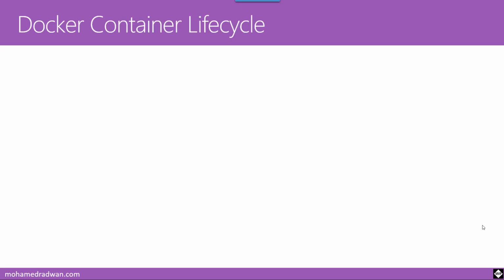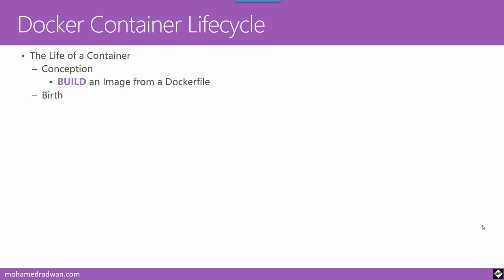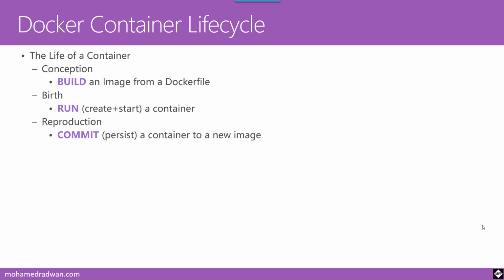So let's look at the Docker container lifecycle. The life of the container starts with the conception. And the conception is all about building the DNA or the blueprint of the container, which is building the image based on a Dockerfile. The next step is birth, which means that the container will be created. This uses run, which creates and starts the container. The next step is reproduction, which means committing any changes, which will create a new image, and running the container from the new image, which includes my last changes.